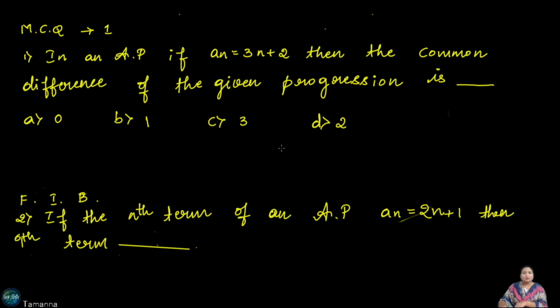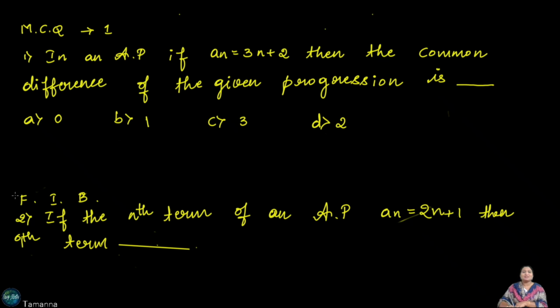And when you put 2 for n, then an becomes a2, and 3 into 2 plus 2, that is 3 into 2 is 6, plus 2 is 8. So 5 and 8 is obtained. So what is d? d is nothing but a2 minus a1. Put the value of a2 here, 8, and minus a1, that is 5. So the final value is 3. So if 3 is there in the options, then C is the answer.